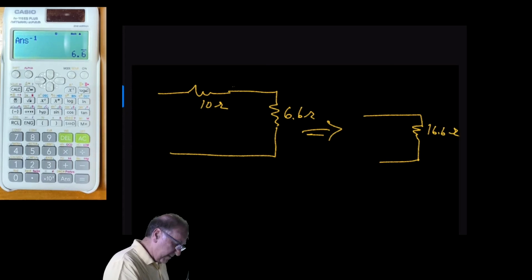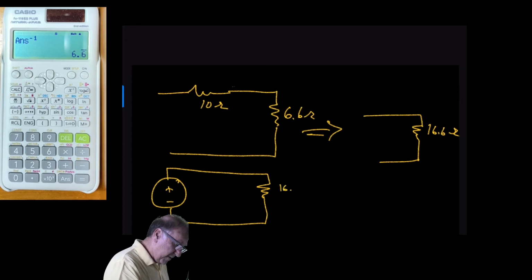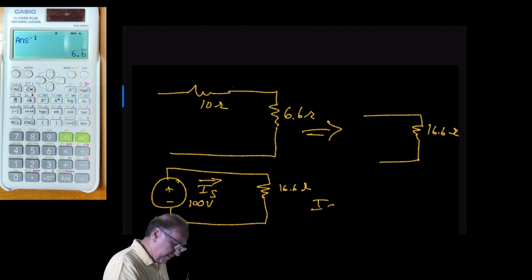So if we look at the full circuit, we have a voltage source, 16.6 ohms. We have the source current, I sub S. And this is 100 volts. So I sub S equals 100 over 16.6 and equals 6 amps.